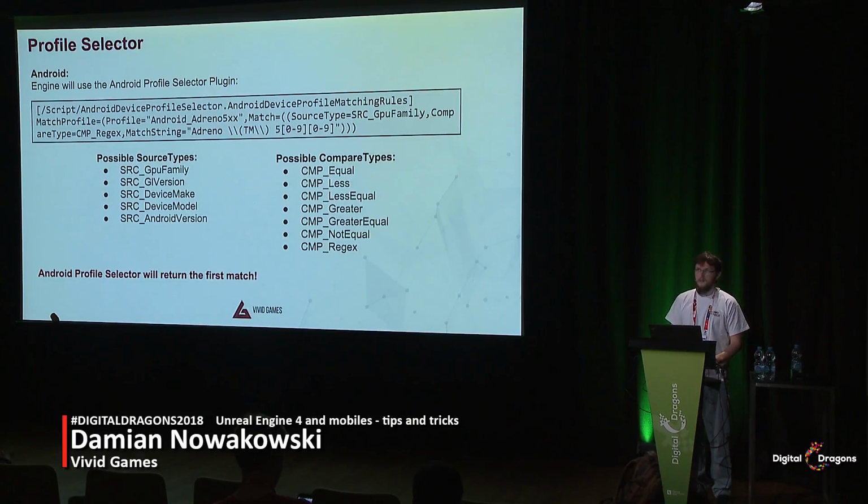We can compare and check profiles based on the GPU family, the OpenGL version, the maker of the phone, specific models of the phone, or even the Android version. Just keep in mind that the profile selector will always select the first match. So you have to be cautious when writing them. If you have two very similar match profiles that both match, it will take only the first one.